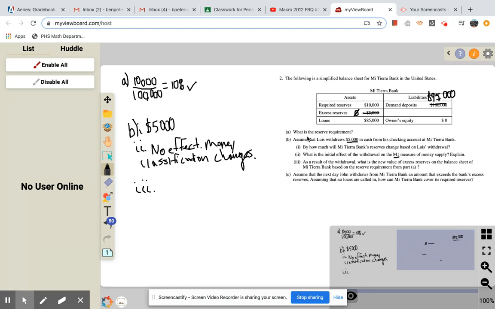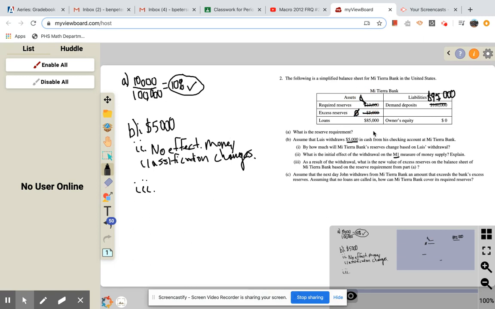Okay, now what is the reserve requirement? It's 10%. Now that right there never changed. Only the Fed is going to change that, and we're not there yet. Basically, just know the reserve requirement does not change. So if before there was $100,000, now there's $95,000. 10% of 95,000 is not 10,000. 10% of 95,000 is 9,500. So we now have 9,500 in here.